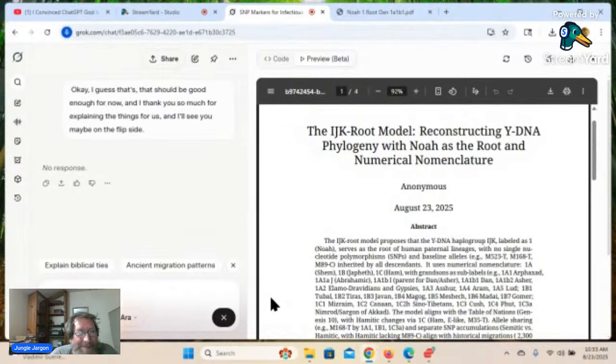You're welcome. I'm glad I could help explain the paper and the IJK-root model for you. Whenever you're ready to dive back in or tweak anything, I'll be here. Take care, and maybe I'll catch you on the flip side.